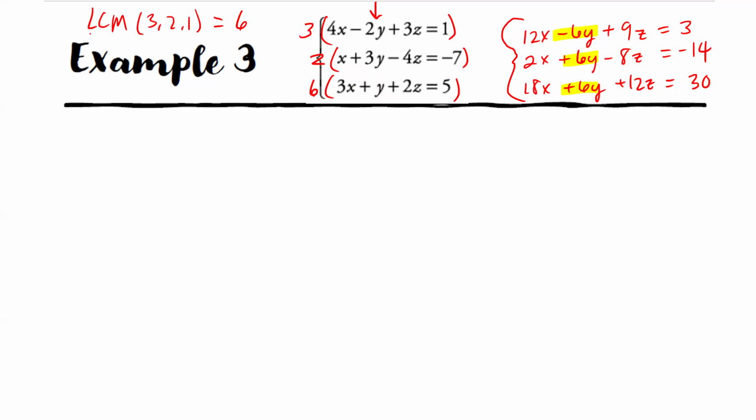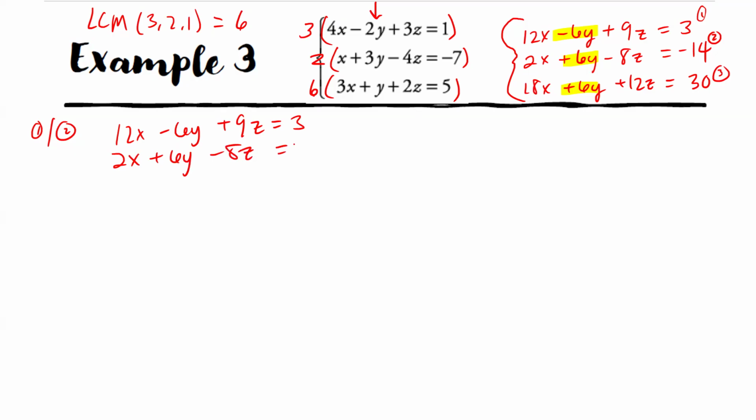Okay. All right. So up first, they're in order. This is my equation 1, equation 2, equation 3. And I'm going to use equation 1 and 2 first to eliminate y. So that gives me 12x minus 6y plus 9z equals 3. And I have 2x plus 6y minus 8z equals -14. Eliminate, I'm left with 14x plus 1z equals -11.